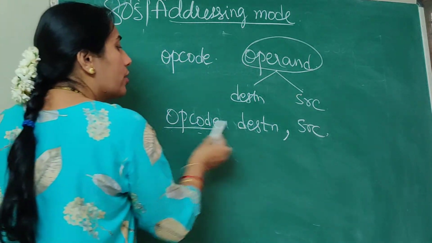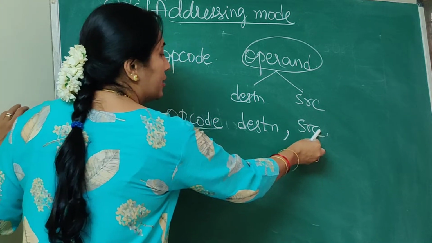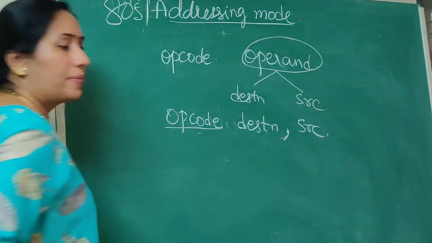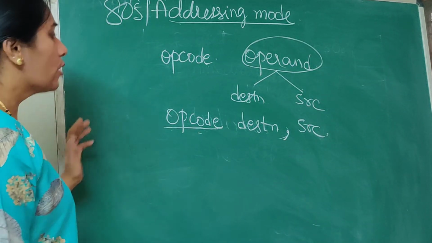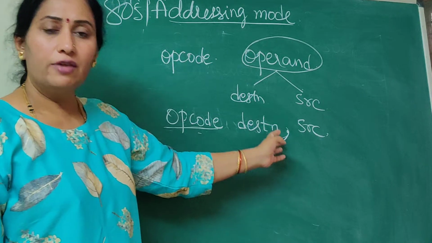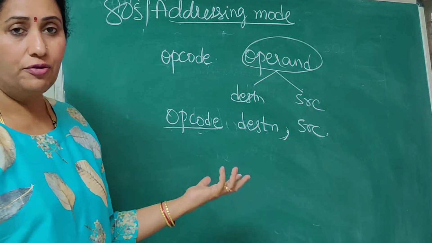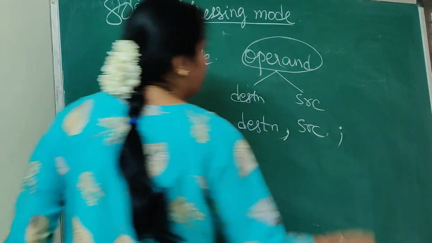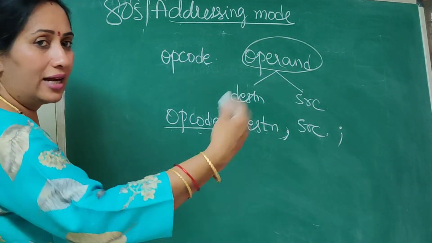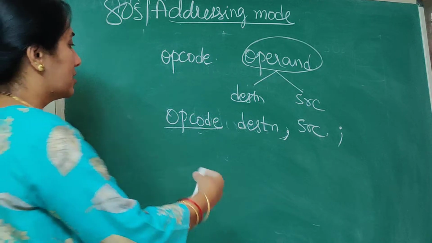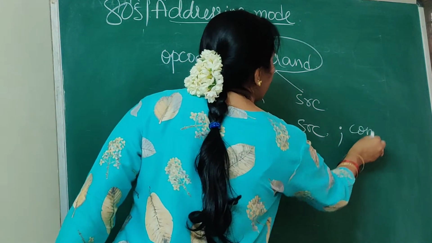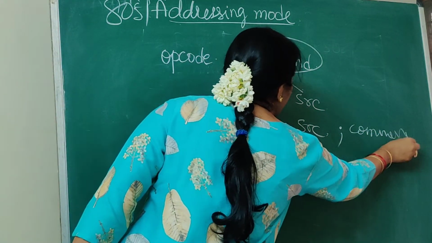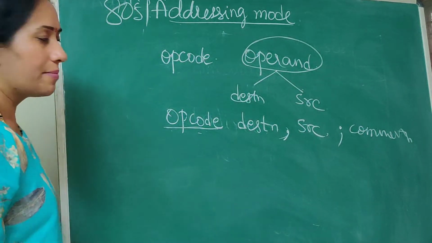You're going to have the opcode, you're going to have the destination, and then the source. Both are going to be separated by a comma. Now, in front of the instruction, if you want to write any comment, then the comment should begin with a semicolon, saying that the comments are not part of the instruction. You can write the comments; it should start from the semicolon.